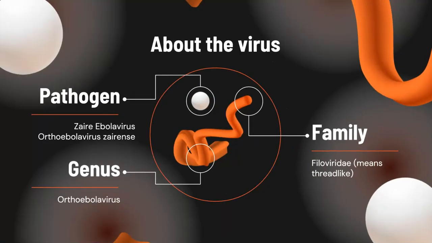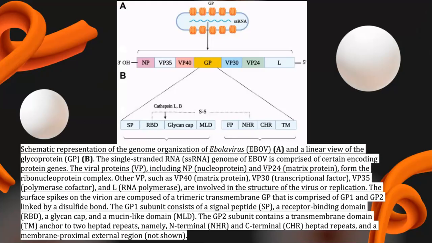So here about the virus: the pathogen is the Zaire Ebola virus or the Ortho Ebola virus variants. Those are used interchangeably. The genus is the Ortho Ebola virus, and then the family is the Filoviridae, which means thread-like. This is a schematic representation of the genome, and also gives you a linear view of the glycoprotein. The Ebola virus is a single-stranded RNA that is comprised of several encoding protein genes that you can see here in the diagram.